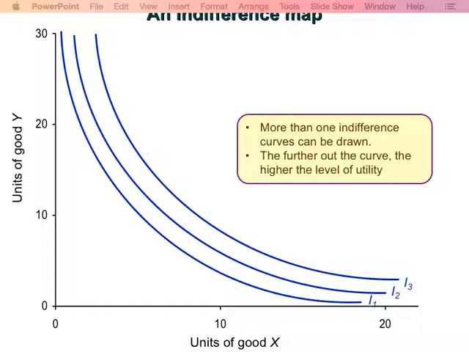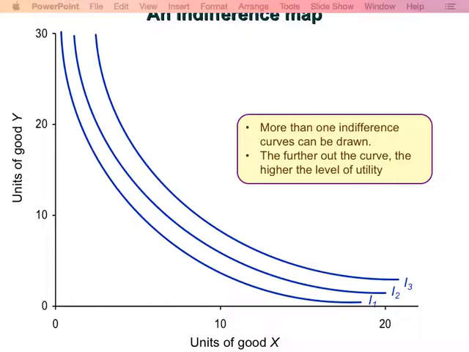Now, on I2 lie points A prime and B prime. The satisfaction I get from consuming a bundle of 10 units of pears and 3 units of oranges will be the same as the satisfaction I get from consuming 3 units of pears and 10 units of oranges, because they lie on the same I2 indifference curve, yeah? Point B prime and A prime. However, the satisfaction I get from consuming A is not the same as from consuming A prime. A prime gives me higher satisfaction because it lies on the higher indifference curve.